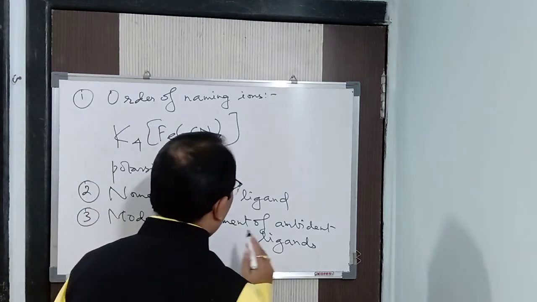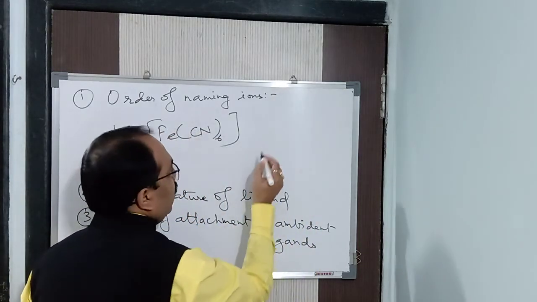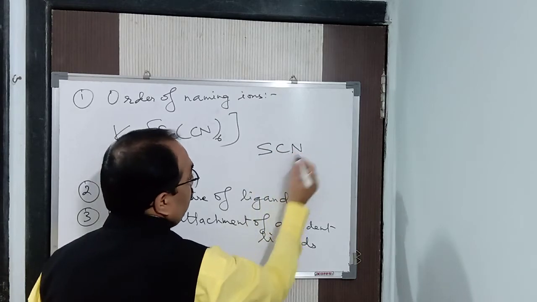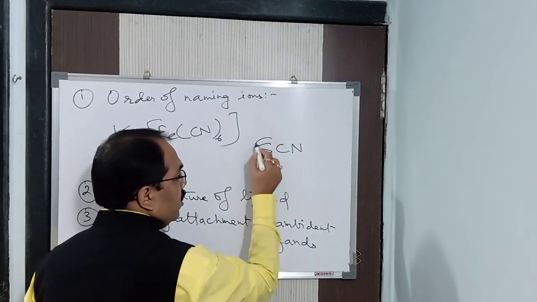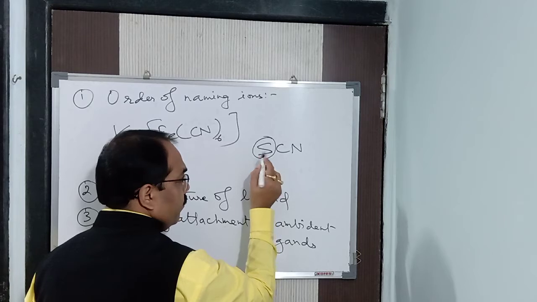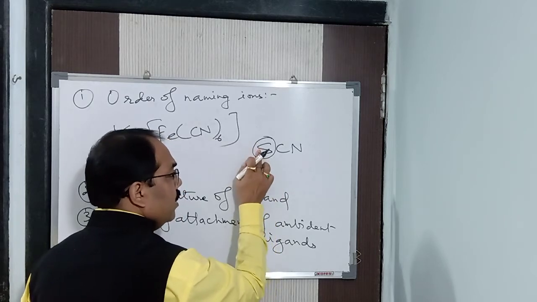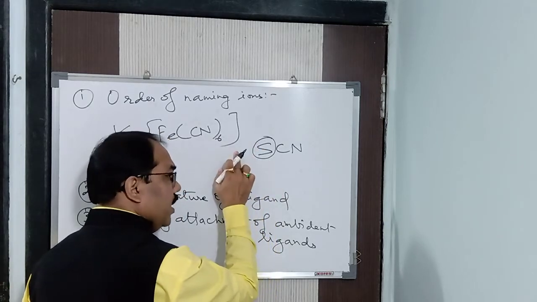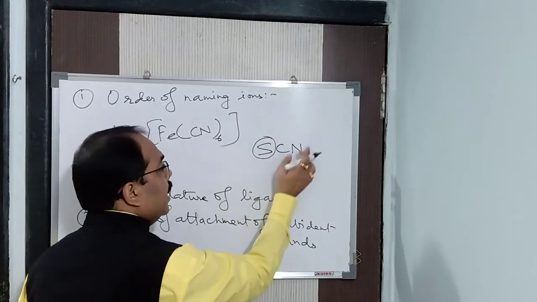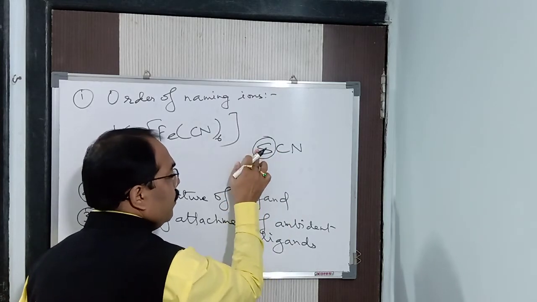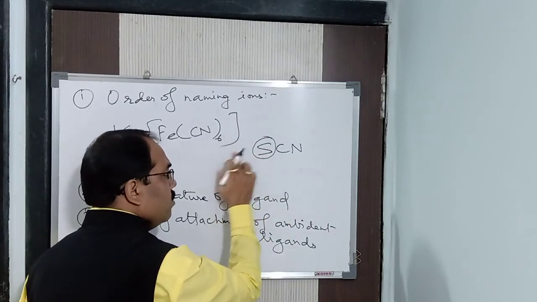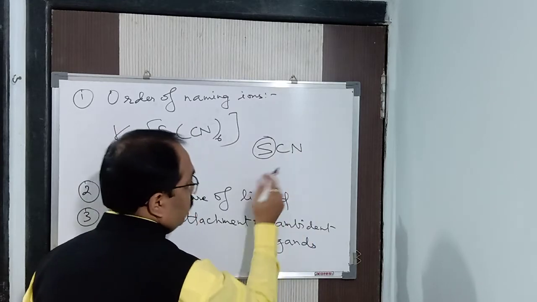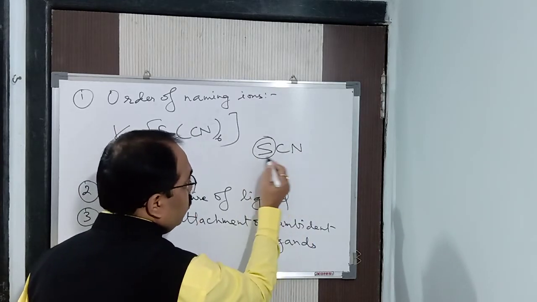Some monodentate ligands have more than one donor atom. For example, SCN. Here the donor atom can be sulfur. Donor atom means the atom which is attached to the central metal atom. It can be sulfur, it can be nitrogen also. It can be attached from the sulfur side or from the nitrogen side. Here both the atoms are donor atoms.